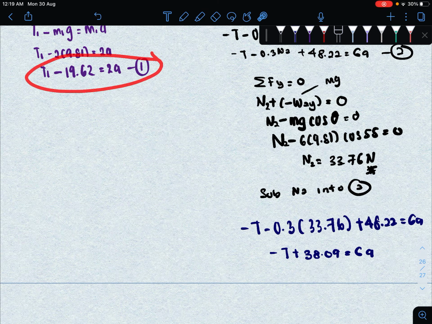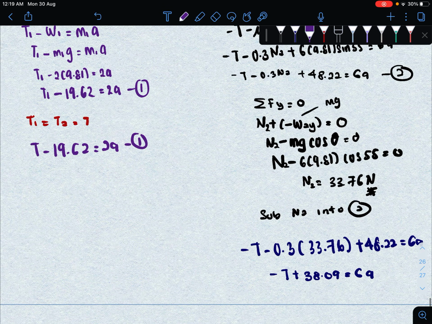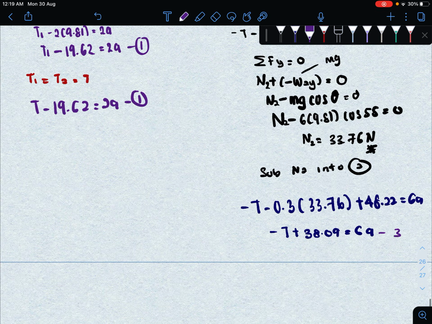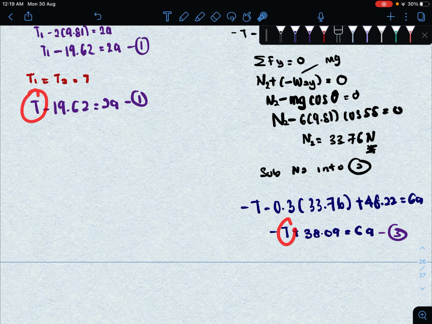Look back at your equation 1. Okay, dalam equation 1, kita dah tahu that since they are the same string, T1 is equals to T2 is equals to T. So, I'm going to rewrite balik this equation 2 saya. Equation 1 saya such as T minus 19.62 is equals to 2A. Ini equation 1 saya. Ini equation 3 saya sekarang. Apa saya nak buat adalah, kalau kamu tengok, you have the common term between these two equation. Ada T, ada A.